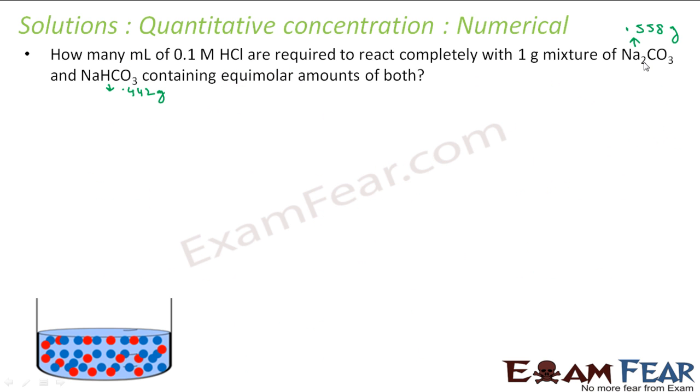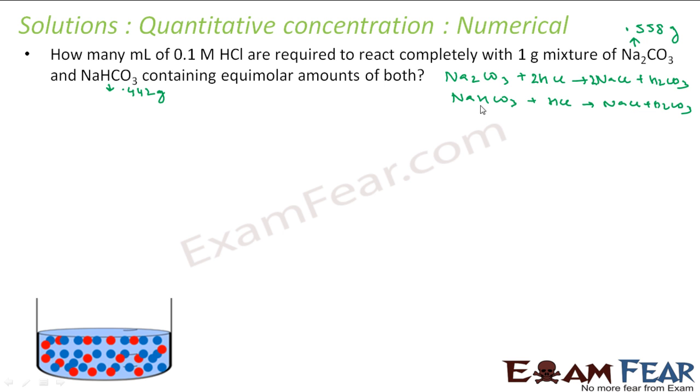So we'll note these values now. Na2CO3 is 0.558 gram and NaHCO3 is 0.442 gram. Now let's see the reaction that is involved. Na2CO3 will react with HCl to form NaCl and H2CO3. Balance the reaction. This is the balanced reaction. And NaHCO3 will also react with HCl to form NaCl and H2CO3.